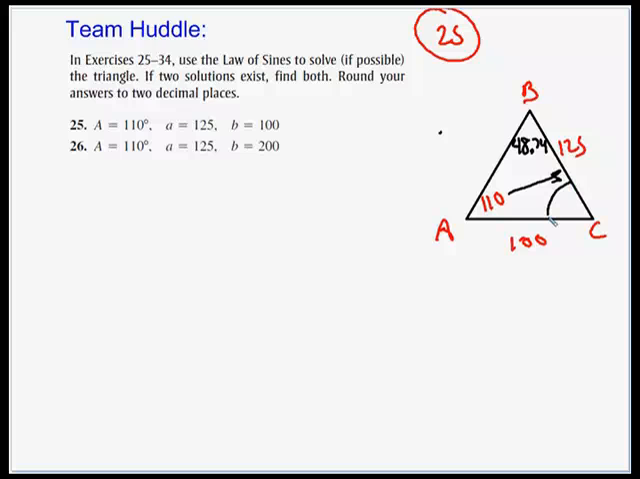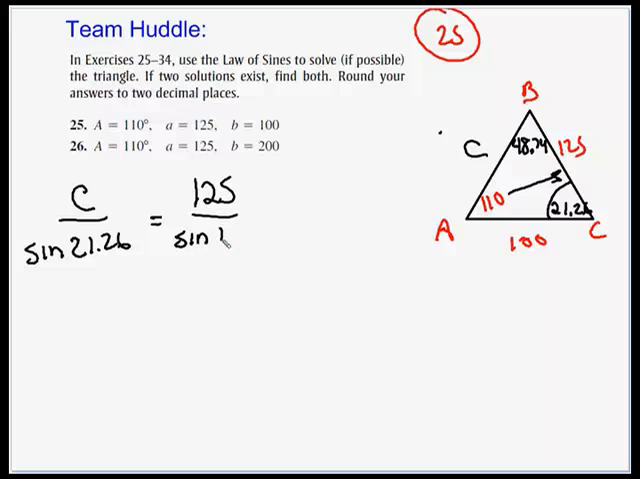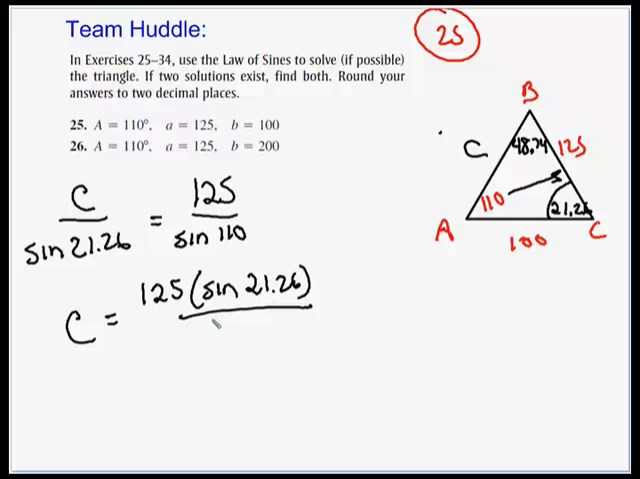So we now have enough information to find angle C. Angle C is 180 minus 110 minus 48.74, and that tells us it is 21.26. Side C is across from it. So side C divided by the sine of 21.26 is equal to 125 over the sine of 110. Cross multiply, C is equal to 125 times the sine of 21.26, all divided by the sine of 110. A few strokes on the calculator, and we're going to find C is approximately 48.2. And the triangle is solved. All angles, all sides accounted for.